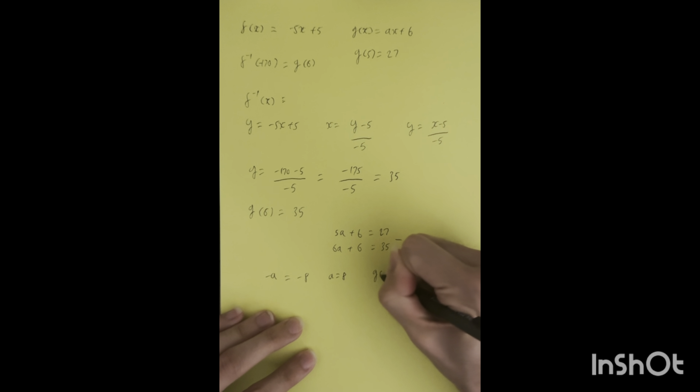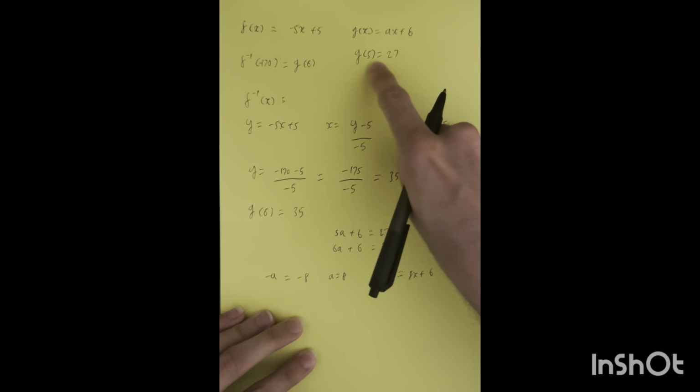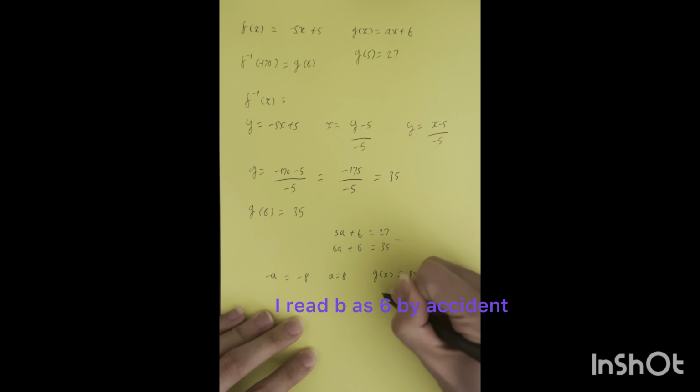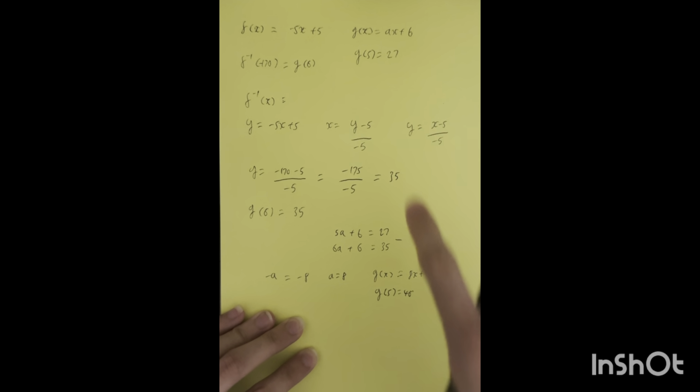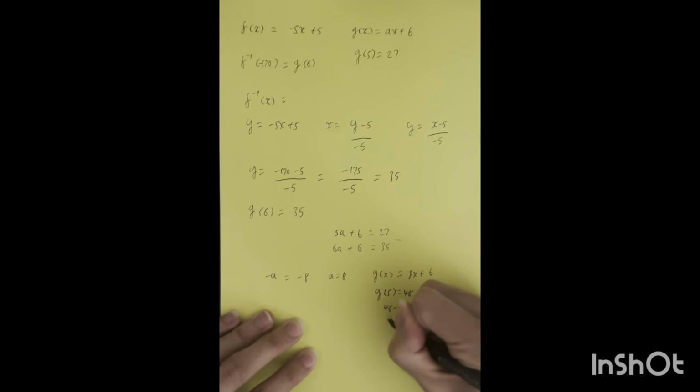Now if we say g of x equals 8x plus b, and g of 5 equals 27, then substituting 5 in here we've got 8 times 5 plus b, which is 46 if b were 6. So g of 5 equals 46, and to get to 27 we need to subtract 13. 46 subtract 13 equals 27. So that means b is equal to minus 13.